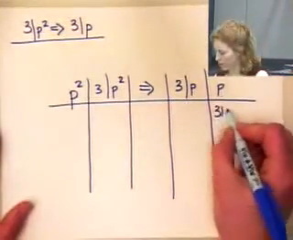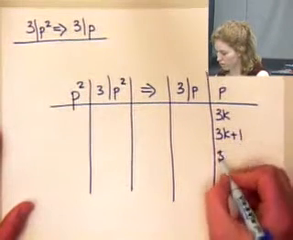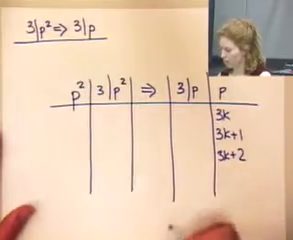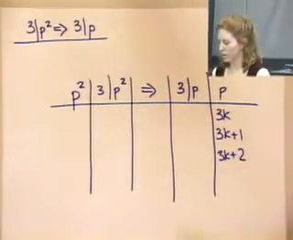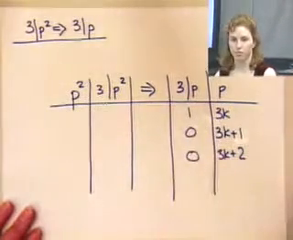So we'll put 3k here, 3k plus 1, and 3k plus 2. I may not have left myself enough room, but we'll see. So in the first case, 3 does divide p, and in the second 2, it does not.